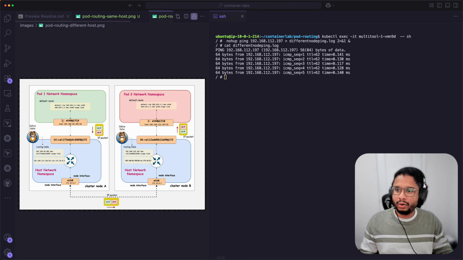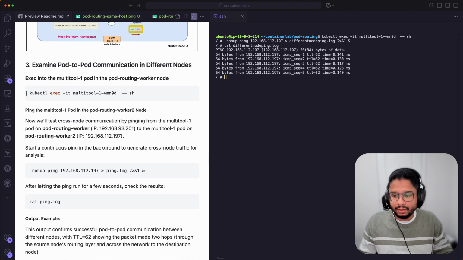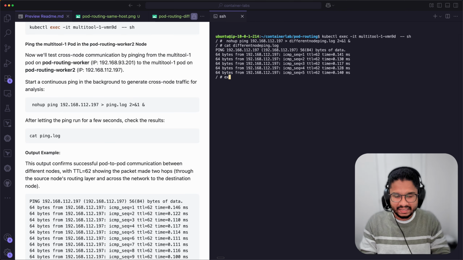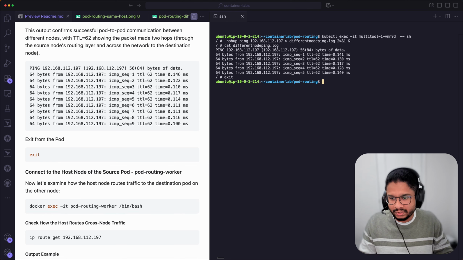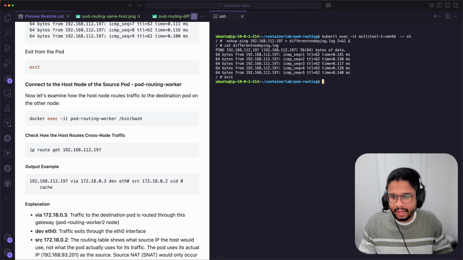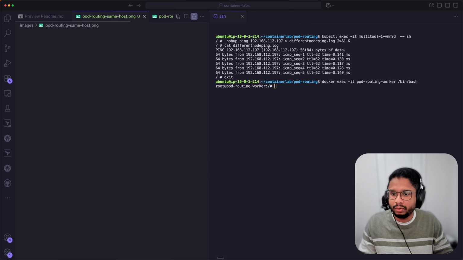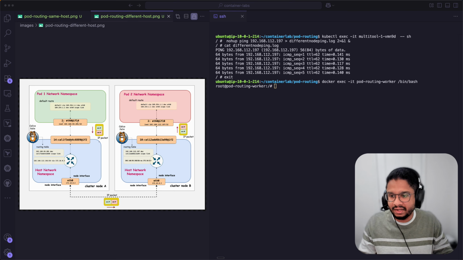All right. Okay, so with that in mind, let me exit from this particular node. We saw the ping responses, they are successful. And I'm gonna now exec into the host node, right? So if we look at the second scenario, right now I'm on cluster node A, this particular host node.